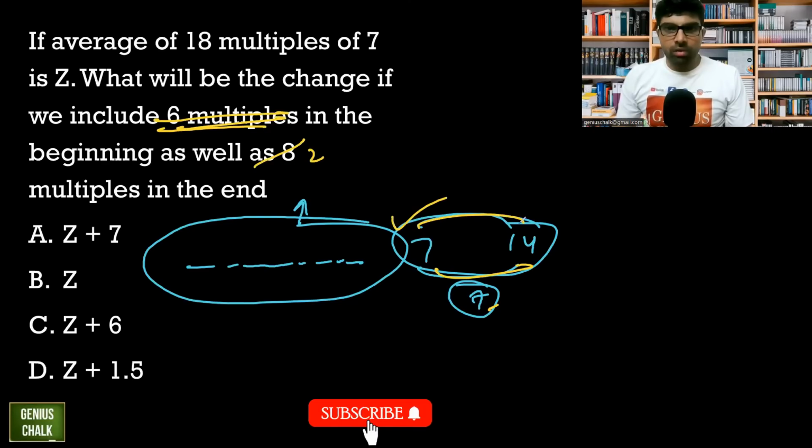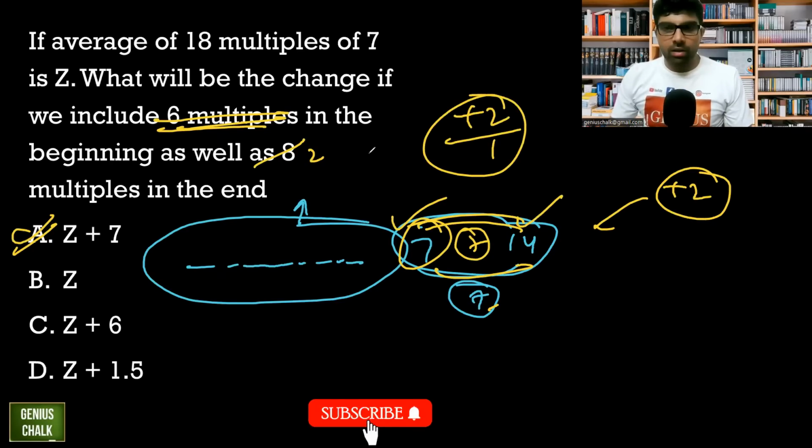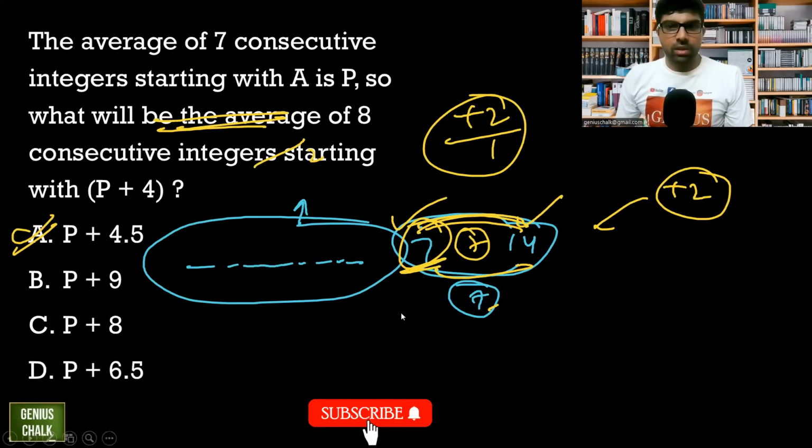So 2 multiples of 7 are 7 and 14. And you know that when 2 multiples are added, the average increases by the difference of them. So it will be increased by only 7. Okay. When two numbers are added, the average increases by the difference actually. So this is my answer.